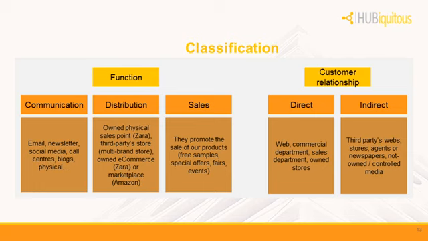And then we can also classify the channels according to the customer relationship. Okay, we have direct and indirect communication. The direct could be the web page, the commercial department of the business, the sales department too, or the own stores. And the indirect are the third parties' web, stores, agents, or newspapers, the not owned or controlled media. Maybe if, for example, we are being announced in other web pages, this is an indirect communication, okay? Because we are not having total control of what is being said in this web page.